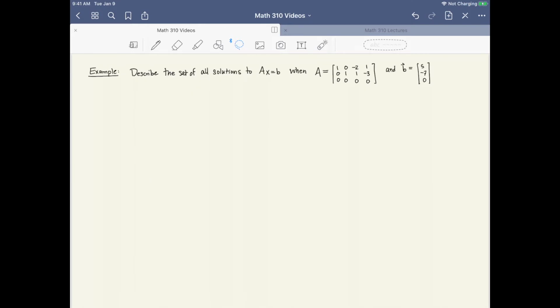So for this example, we're going to describe the set of all solutions to Ax = b when A is the specific matrix that you see here, and b is the vector (5, -7, 0). So step 1 is going to be to find a particular solution.